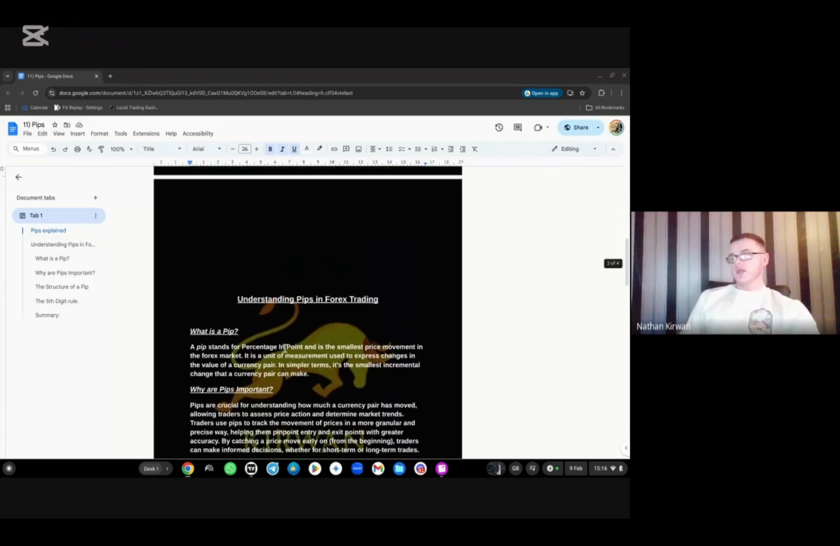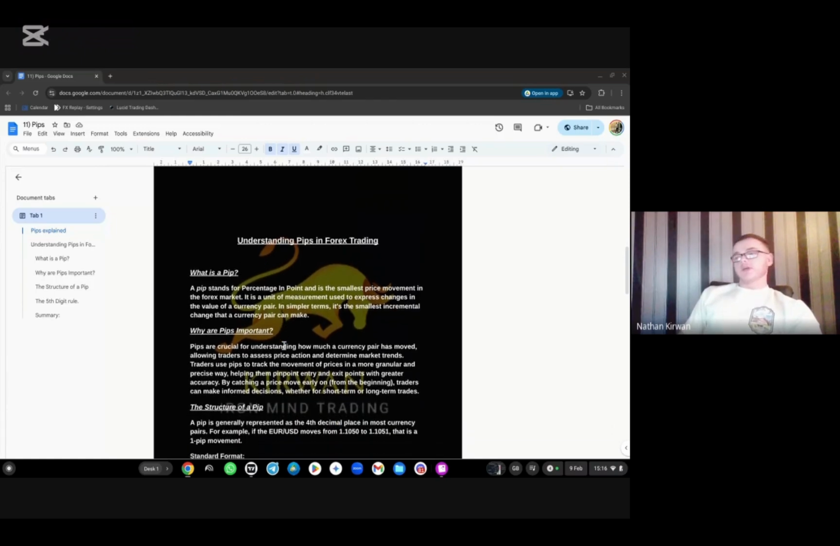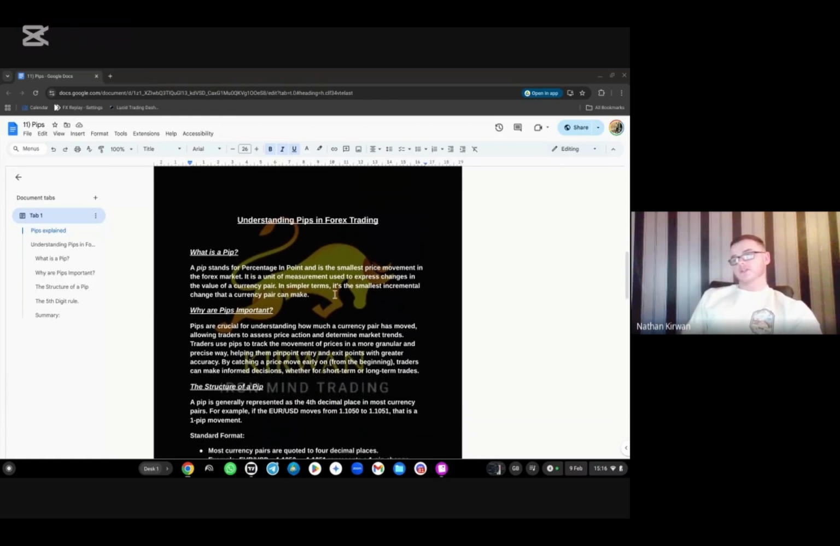Straight into it. PIP stands for percentage point. It's the smallest price movement in the foreign exchange market. It's a unit of measurement used to express the change in the value of a currency pair. In simple terms, it's the smallest increment of change that a currency pair can make.